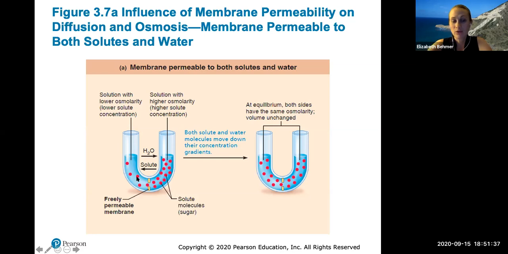Water will move both ways, and actually the solute will move from an area of high solute concentration to low solute concentration, and water will move into an area of higher concentration until equilibrium is reached and you have equal levels of water and solute on both sides of the membrane. So this is a look at a membrane permeable to both solutes and water. Osmosis and diffusion will both occur. Osmosis occurs because water moves into an area of higher solute concentration, and diffusion occurs because the solute wants to spread out until equilibrium is reached.